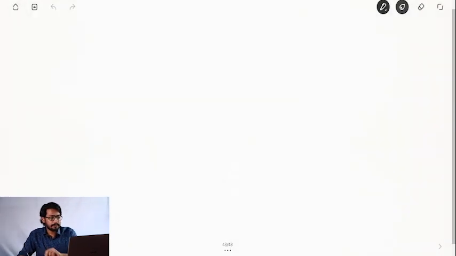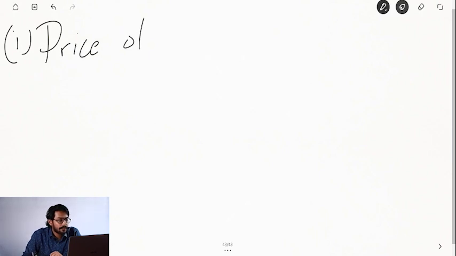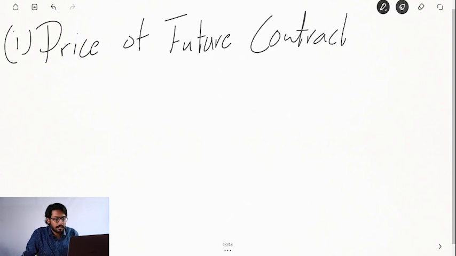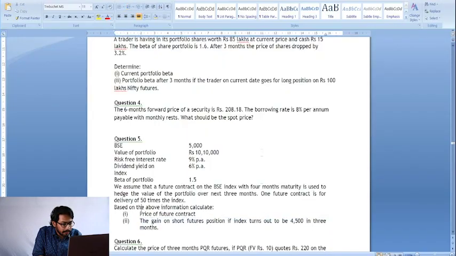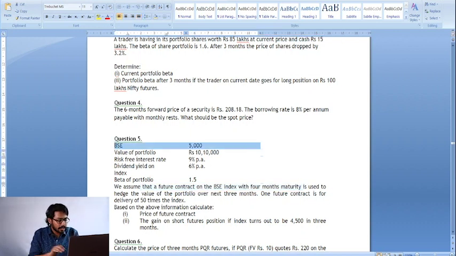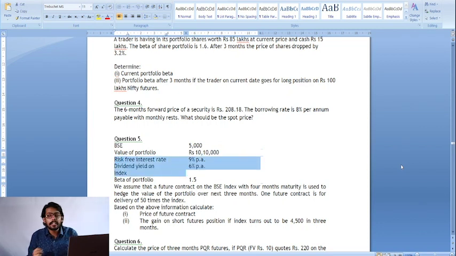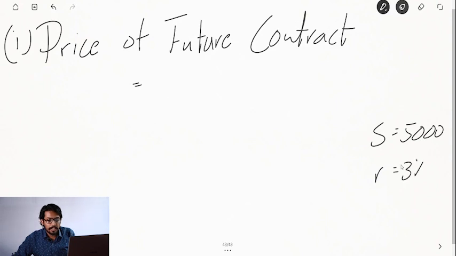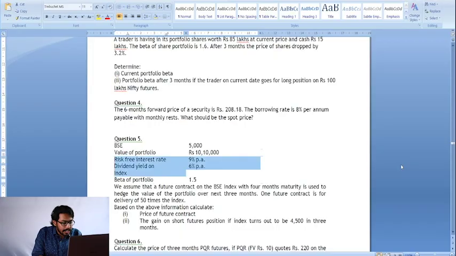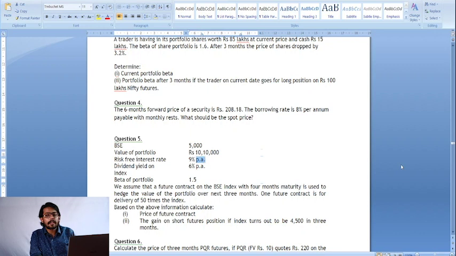Question number 5, Part 1. What is the price of future contract? Price of future contract is equal to... what futures are you talking about, guys? We assume a future contract on the BSE index with 4 months maturity. You are talking about BSE futures. BSE is now at 5000, so spot price S is 5000. Risk-free rate is 9% and dividend yield is 6%, so 9 minus 6 is 3%. Mind you, 3% per annum. What is the period?